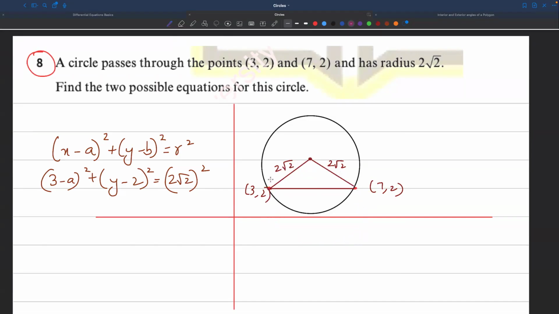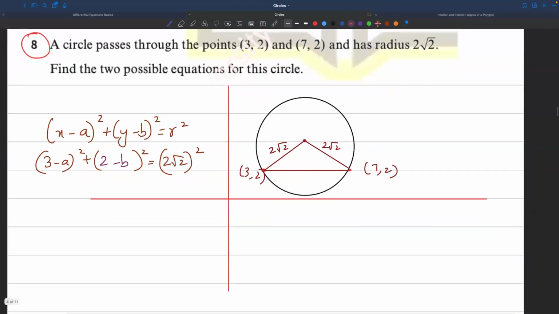Minus b, yes, yes, 2 minus b squared, yeah. Thank you for the correction. Okay, right. So this will become 2 minus b squared. And I can also use the second point. I can write this equation as 7 minus a squared plus again 2 minus b squared is equal to 2 root 2 squared.